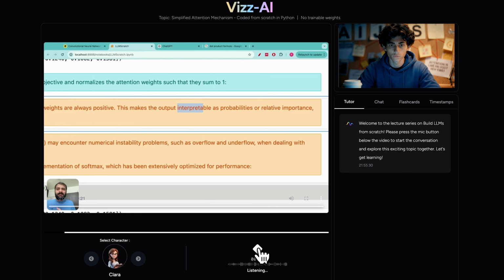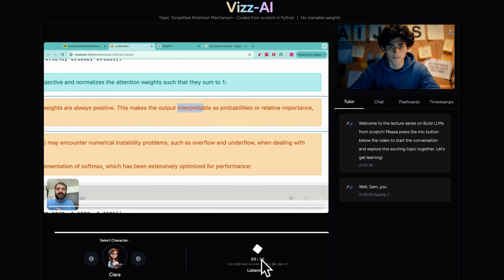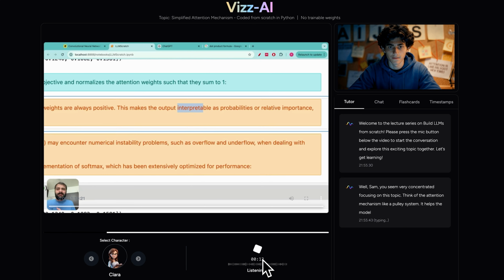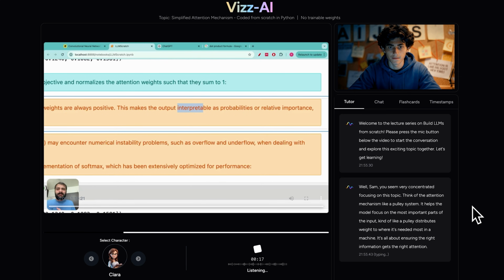Hi, Vizz. Can you explain to me what's the attention head mechanism in simple terms? Well, Sam, you seem very concentrated focusing on this topic. Think of the attention mechanism like a pulley system. It helps the model focus on the most important parts of the input, kind of like a pulley distributes weight to where it's needed most in a machine. It's all about ensuring the right information gets the right attention.